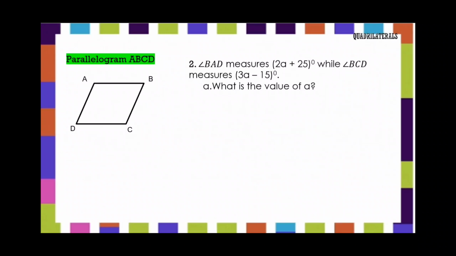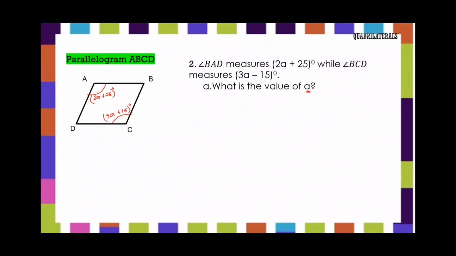Okay, considering parallelogram ABCD, we are given that angle BAD measures the quantity 2A plus 25 degrees, while the measure of angle BCD measures 3A minus 15 degrees. So, tignan ulit natin. Sabi dito, angle BAD, itong angle na to, this measures 2A plus 25 degrees. And that the measure of angle BCD, so this angle measures 3A minus 15 degrees. So we are asked, what is the value of A? So yung value lang ng A yung hahanapin natin.